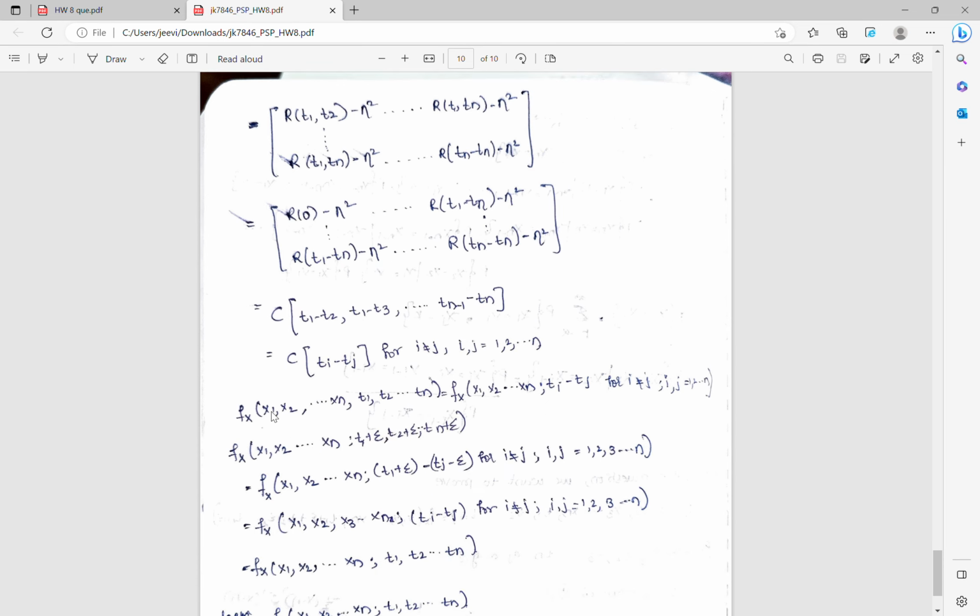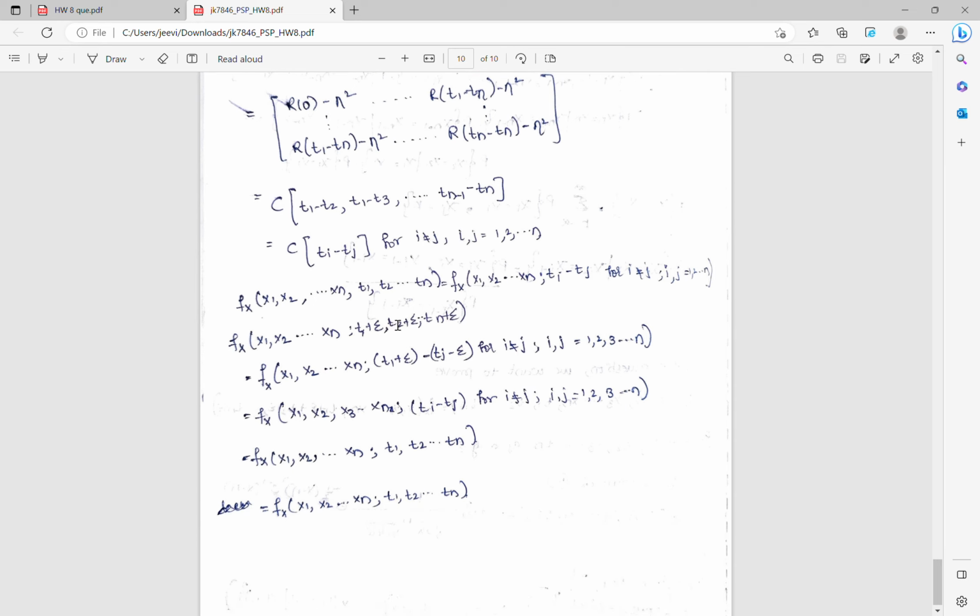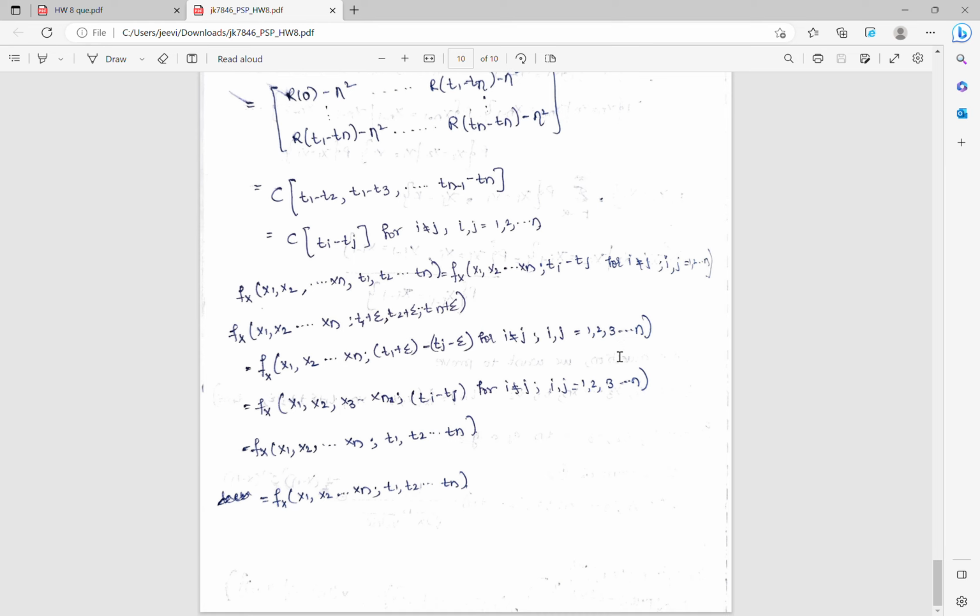Therefore, f of x1, x2 and so on till xn, t1, t2 so on till tn is equal to fx of x1, x2 and so on xn, with ti minus tj for i not equal to j, i comma j equal to 1 to n. That is, we are substituting this here. Now, this is equal to fx of x1, x2 and so on till xn, comma t1 plus epsilon minus tj minus epsilon for i not equal to j, i comma j equal to 1, 2 and so on till n.